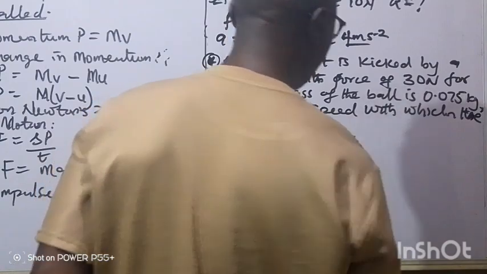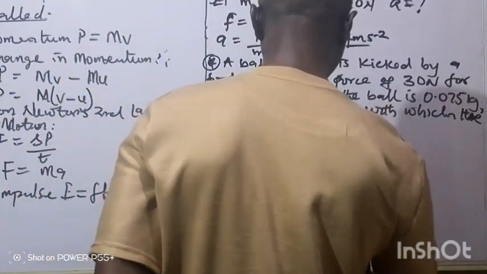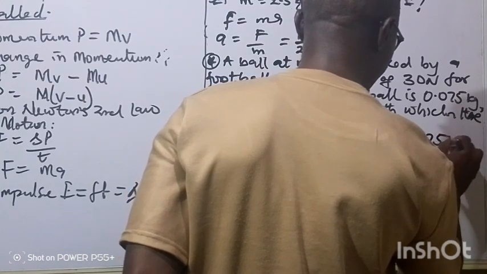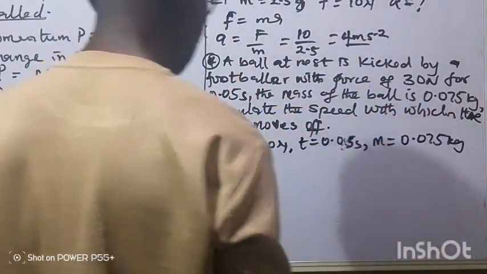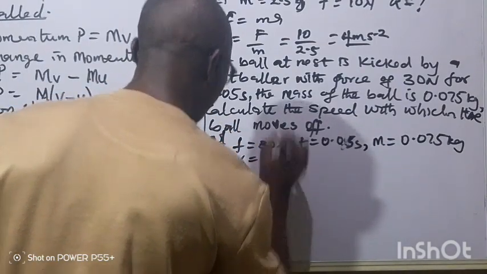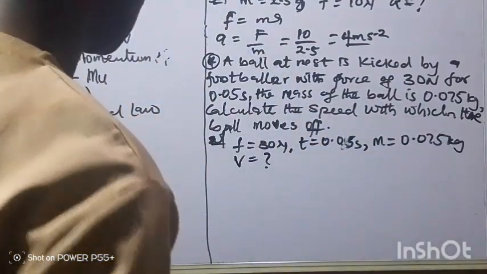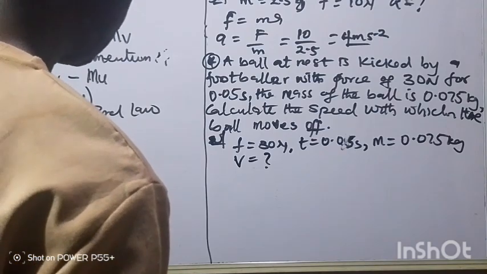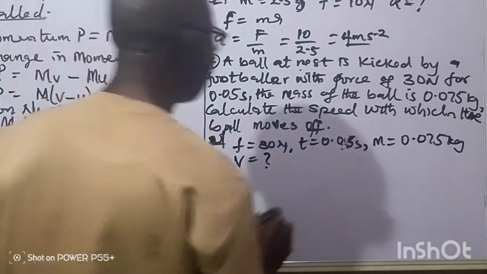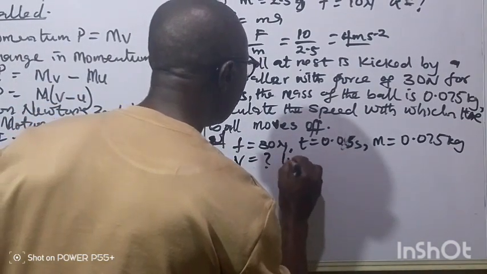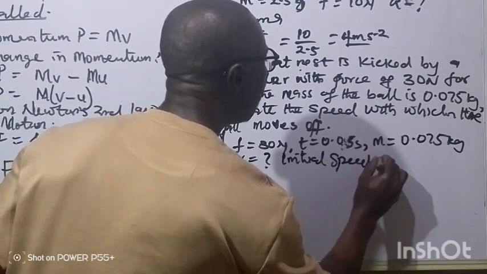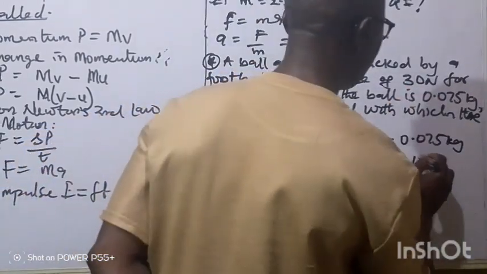0.05 seconds. Mass of the ball is given, m is given as 0.075 kg. Then we have to calculate the speed, V. Now, from this question, the question says the ball is at rest. It means the initial speed, that is u, will be equal to 0 since the ball is at rest.